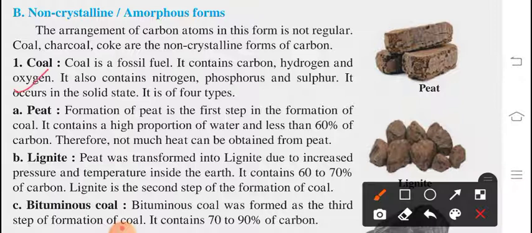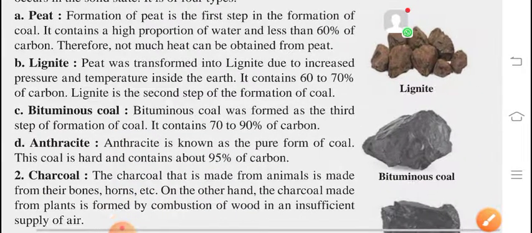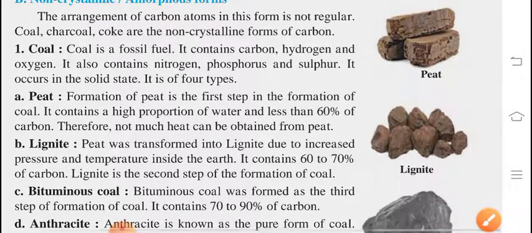In that, the first example we can consider is coal. Coal is a fossil fuel. It contains carbon, hydrogen and oxygen. It also contains nitrogen, phosphorus and sulfur. It occurs in the solid state and it is of 4 types. The first type is peat. Here you can observe the diagram for peat.